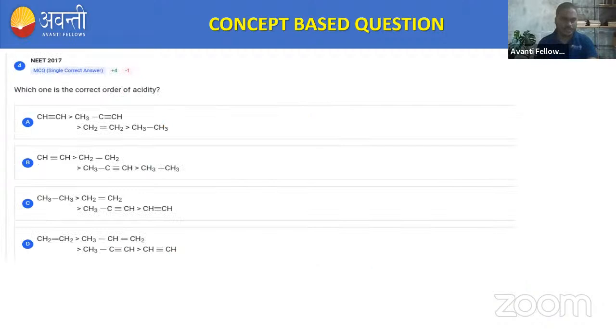Now move to the next question. This is a 2017 question, right? What they are asking basically is which one is the correct order of acidity. For acidity, we all know that the greater the s character of the carbon atom in the hydrocarbon, the greater the electronegativity of the carbon, and thus the greater the acidic nature of the hydrogen atom, right? Always remember, the character of the carbon atom.